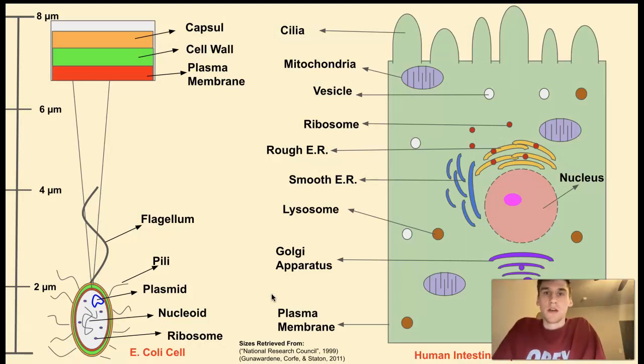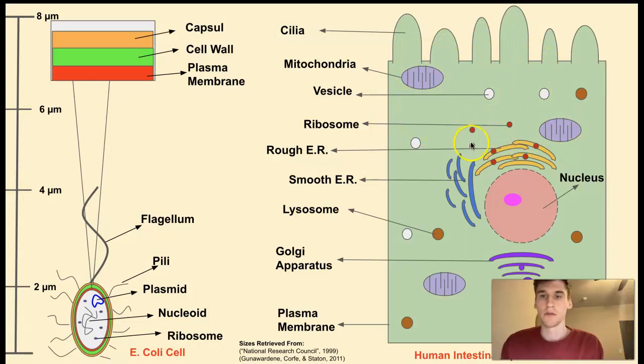So on this slide, we see the human intestinal epithelial cell on the right side and the E. coli cell on the bottom left. I'm not going to cover everything on the slide. I just want to show you some things that are important for their interaction. On the top right, we have the cilia, or part of the cell, and what these do is increase the surface area for more absorption for these intestinal cells.